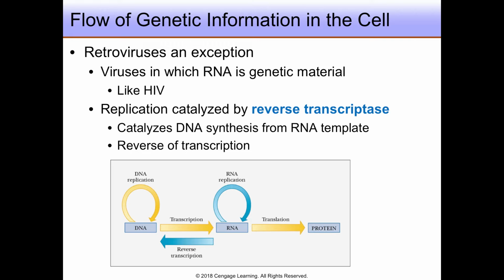In their life cycle, the first step in information transfer is a genetic replication process, catalyzed by an enzyme known as reverse transcriptase. Recall that in transcription, a DNA molecule is used as a template to make an RNA molecule. In the case of retroviruses, an RNA molecule is used as a template to make a DNA molecule. Thus, it is the reverse of transcription.